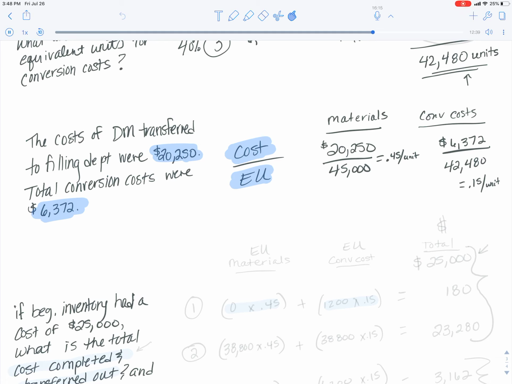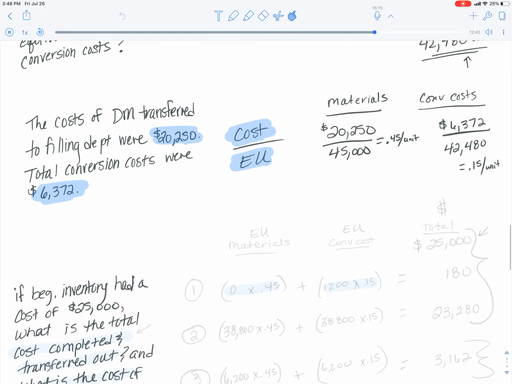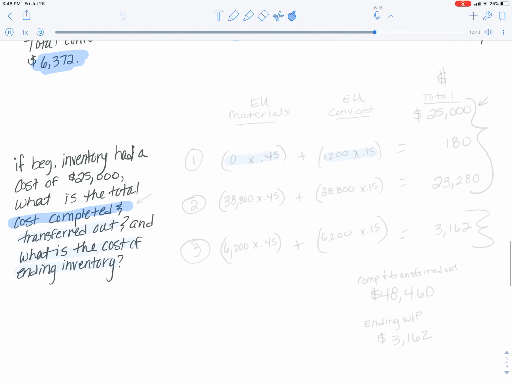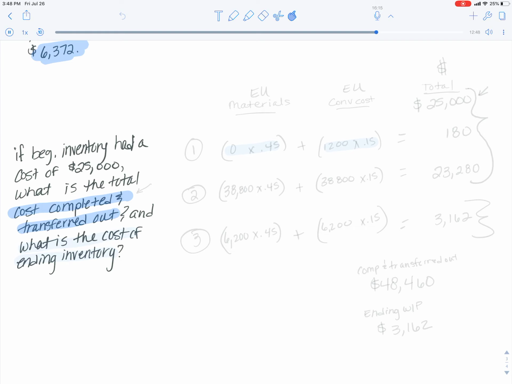And then in our final step, we can answer these main questions. What is the total cost completed and transferred out? So we're not talking about units here, we're talking about dollars. And then what is the dollars of ending inventory? So we got to set this up in groups again. We're basically going to put it all together.